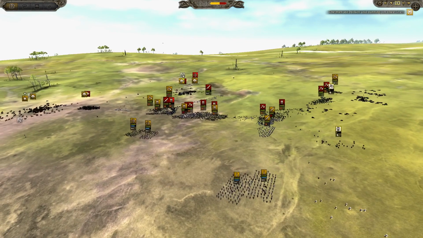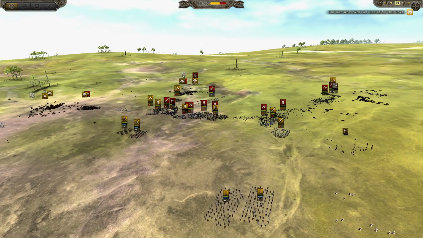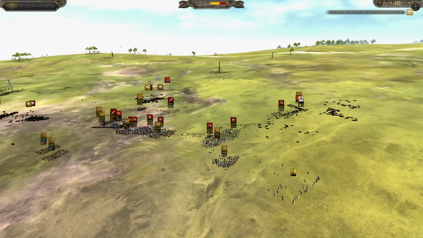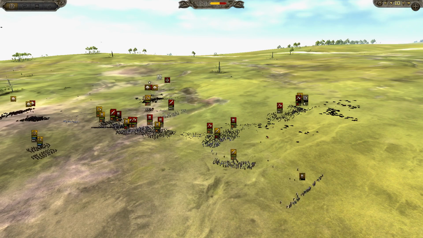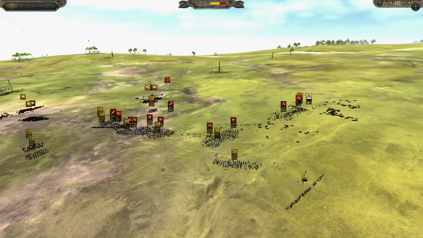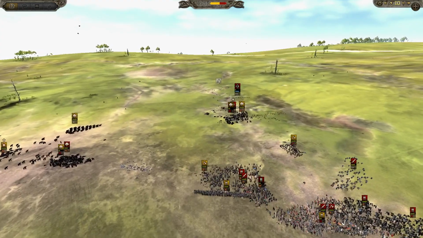Now we start to move our bowmen to try and get into this blob here. Bring my handgunners back a little bit. We're going to bring these units here to protect in case anybody wants to come through here to the handgunners. And we do have a pretty big fight here.